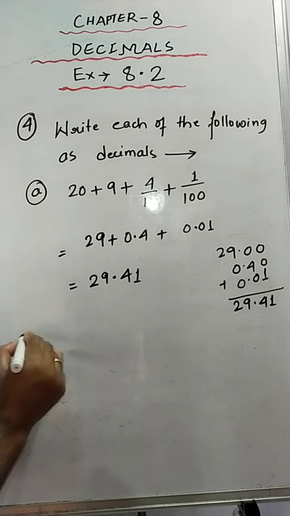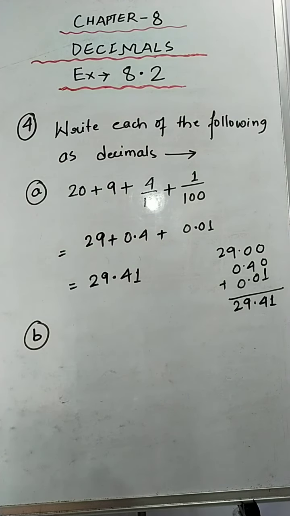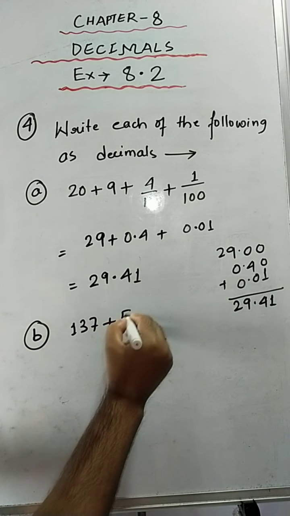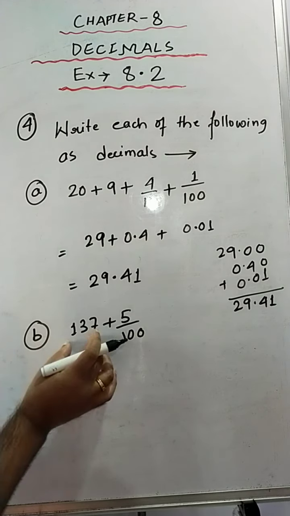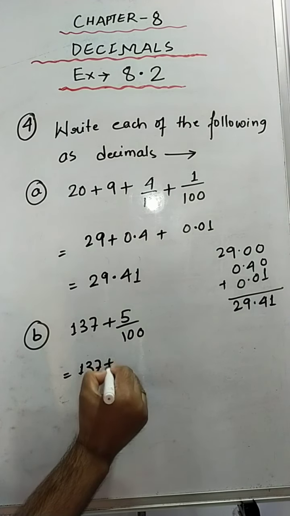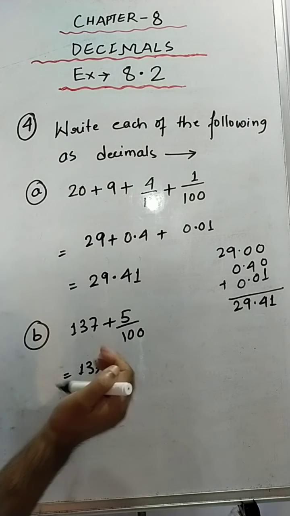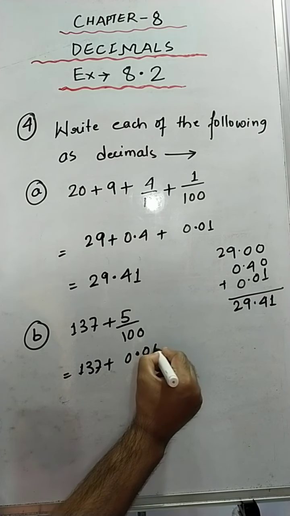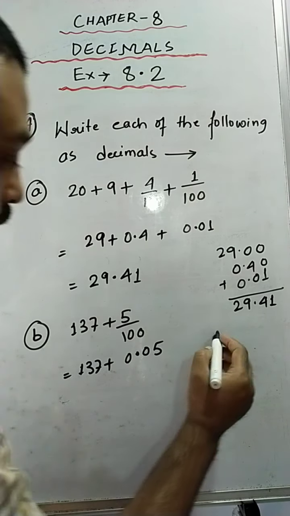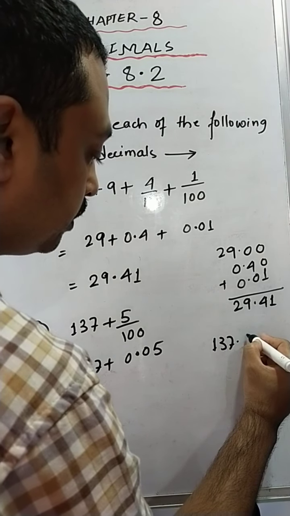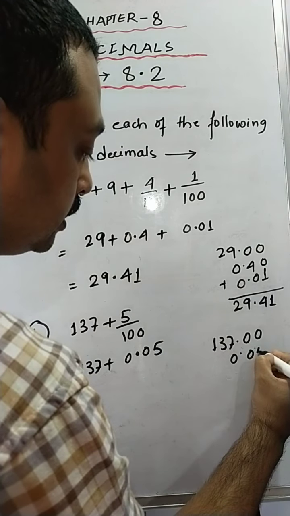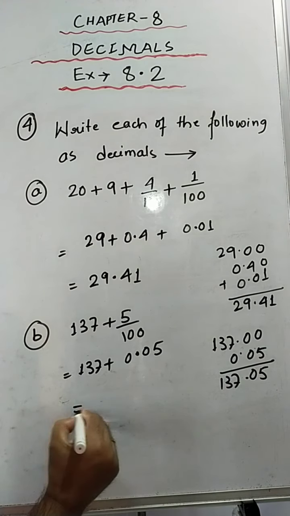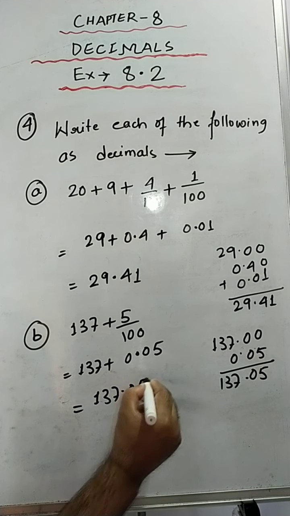Fine. So let's do sum number B also. What is given in sum number B? 137 plus 5 by 100. Now 137 you will write it again. Now you convert this fractional form to a decimal form. So when we have two zeros, how to write? That means 0.05. Okay, now you will add this: 137.00 and 0.05, that would be 137.05. So it is your required answer, students.